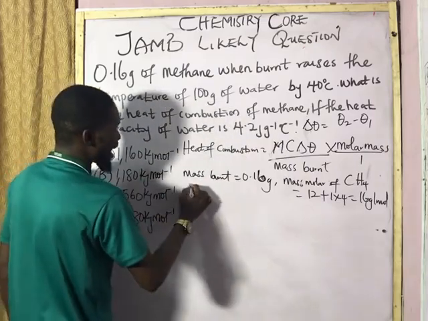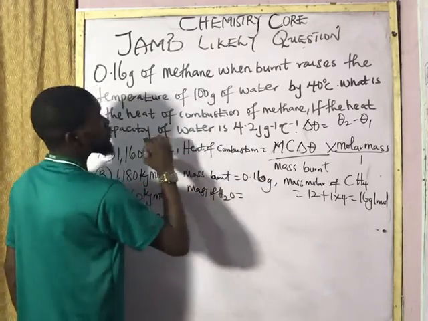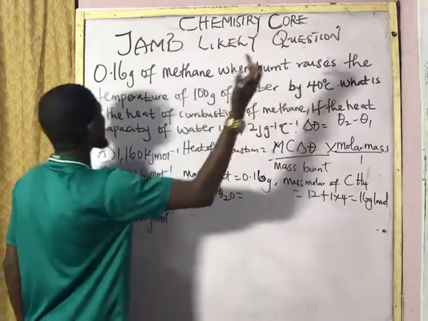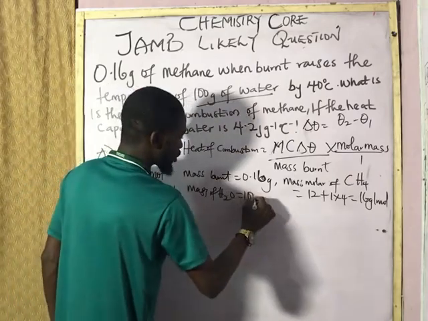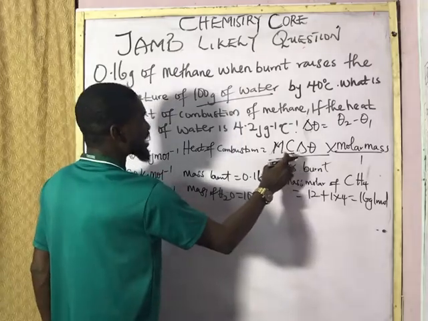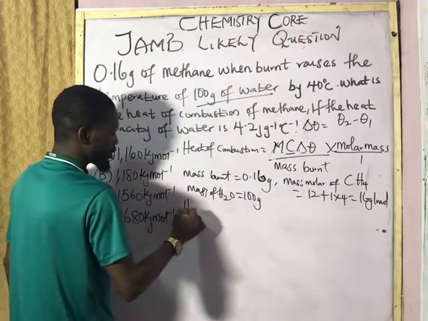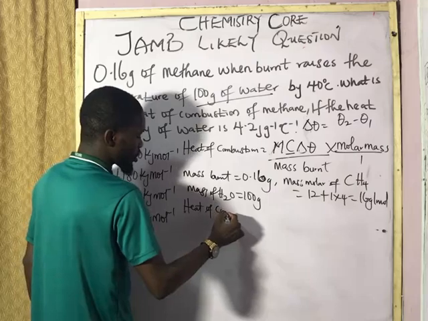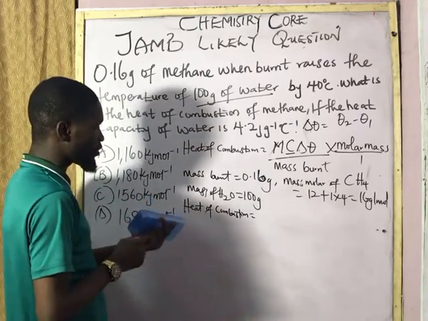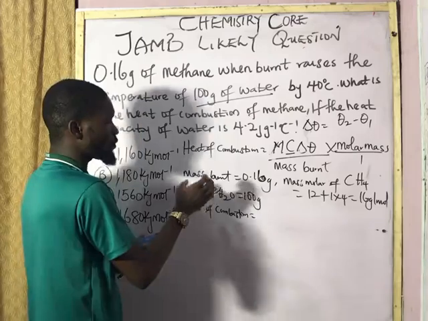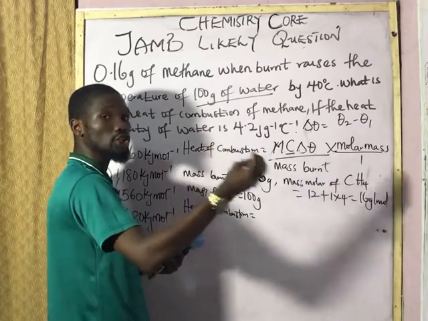Now guys, what is the mass of water for this? Methane when burnt raises the temperature of 100 gram of water. It is stated clearly here, so we have 100 gram. The specific heat capacity is this, while the temperature is given to be 40. In that case, we said heat of combustion. One thing you need to know as far as this type of equation is concerned is that the unit of this is the same as that of heat of formation, which is kilojoule per mole.